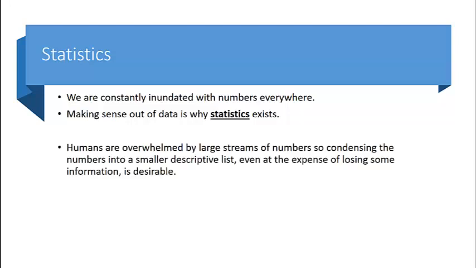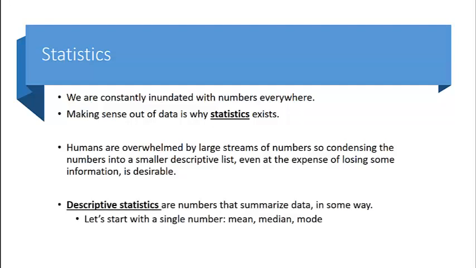Humans are overwhelmed by large streams of numbers, so condensing the numbers into a smaller descriptive list, even at the expense of losing some information, is desirable. Descriptive statistics are numbers that summarize data in some way.